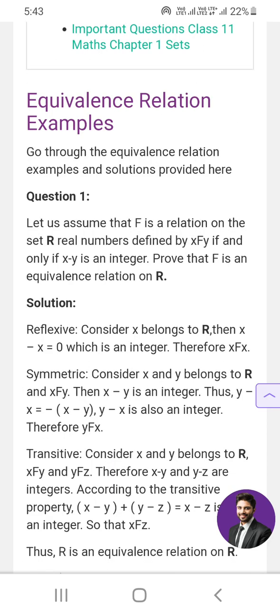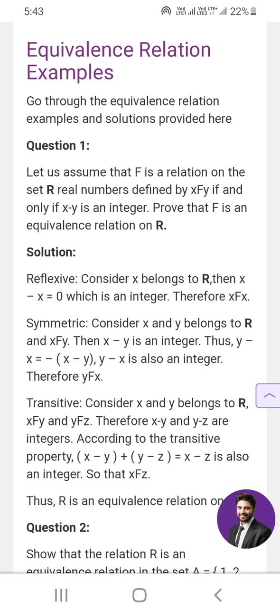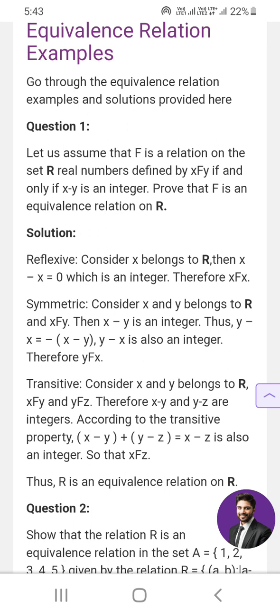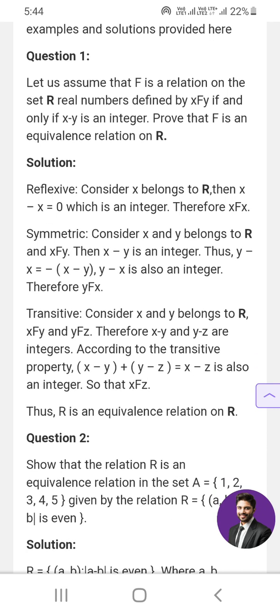Okay, so let's look at equivalence relation examples and go through the solution provided here. Let us assume that F is a relation on the set R of real numbers, defined by x F y if and only if x minus y is an integer. Prove that F is an equivalence relation on R. The solution: for reflexive, consider x belonging to R, then x minus x equals 0, which is an integer.